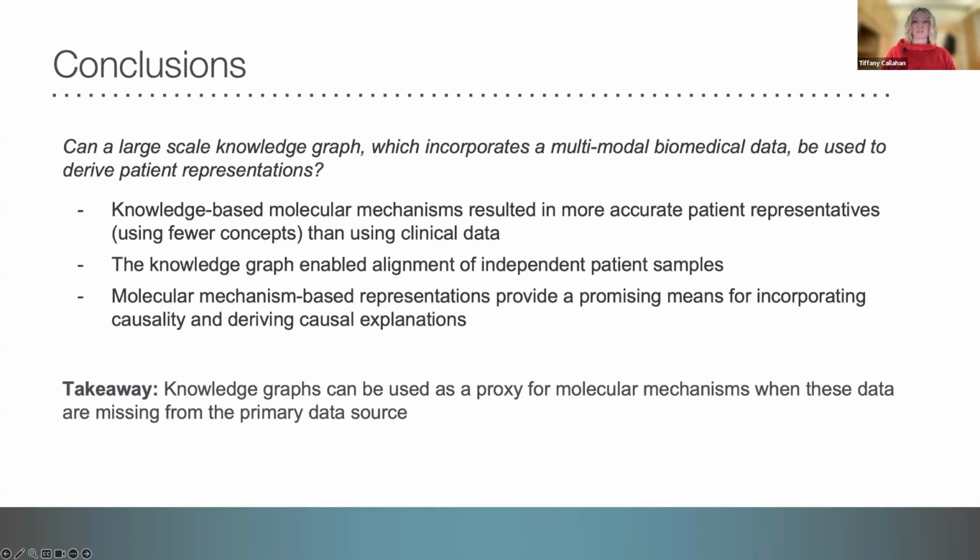And the molecular mechanism-based representations seem to provide a promising first step towards getting towards causality, to having the ability to say, these are the codes that define this patient group, and here's why we think it's right, based off of the underlying biology. And so the primary takeaway from this study was that knowledge graphs are a pretty useful proxy for molecular mechanisms, especially when there's data or information missing from your primary source.